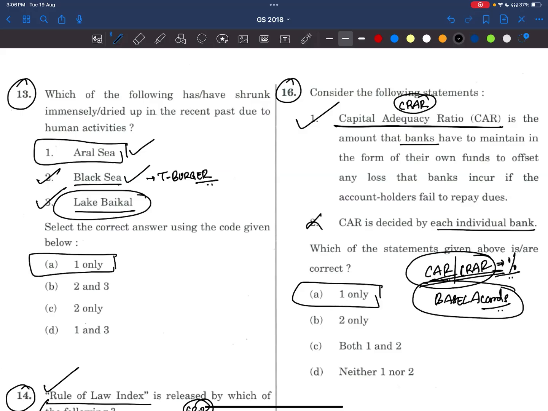Okay, there are 3 norms: Basel 1, Basel 2, Basel 3. All these things become very, very important. We have to read all those things, friends. Okay, and now see, we need to know about the calculation part as well. Why I'm telling calculation is very important.